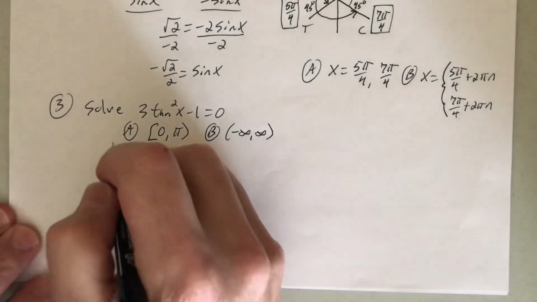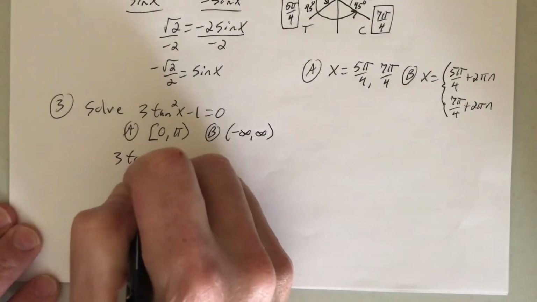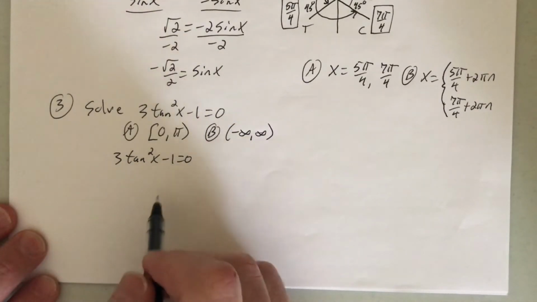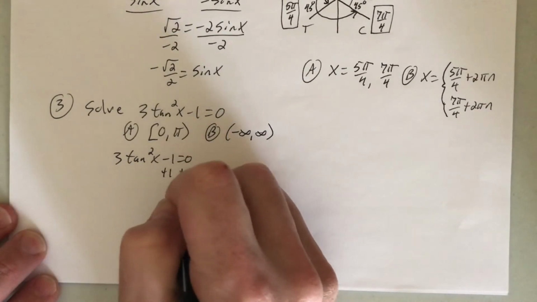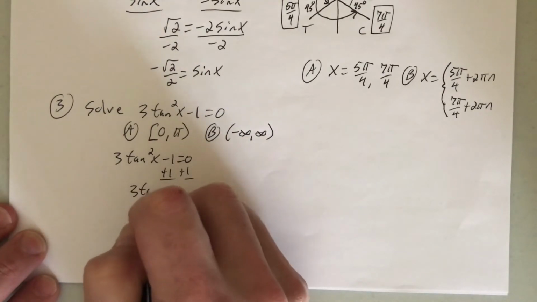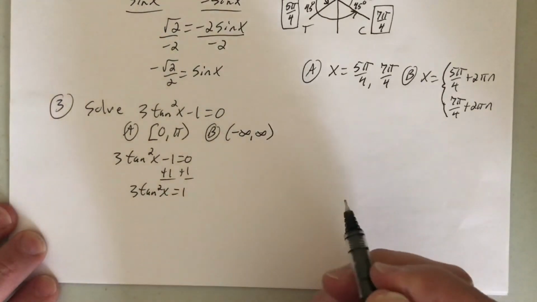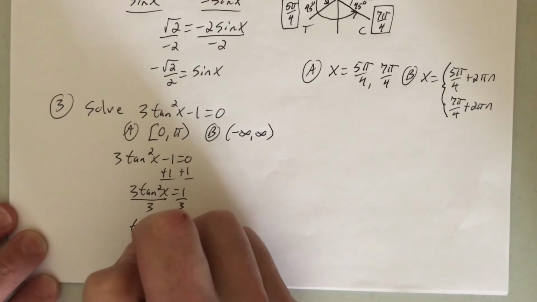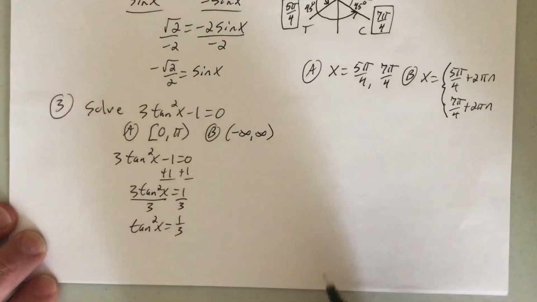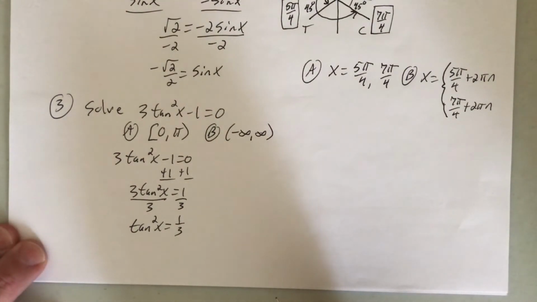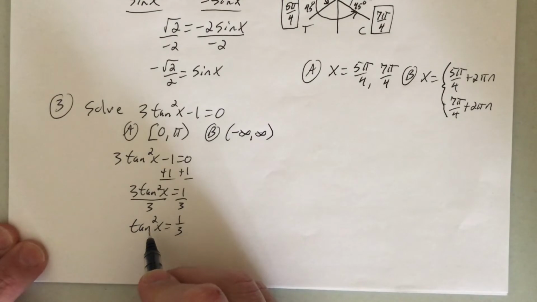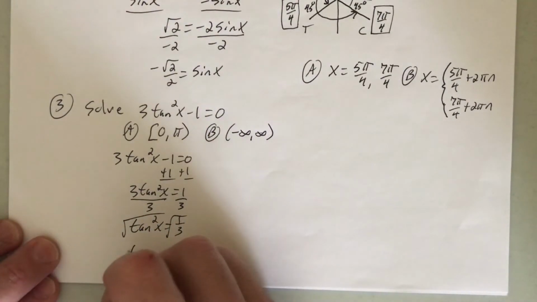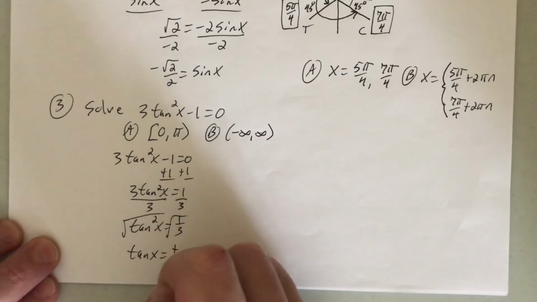So when I write this out, I got 3 tan squared x minus 1 equals 0. So you want to get the tan x by itself. So I'm going to add 1. So 3 tan squared x is equal to 1. Divide by 3. So tan squared x is equal to 1/3. Now how do I get the tan by itself? This is squared, so you're going to do square root of both sides. And of course, when you take the square root of both sides, you have to add plus or minus.